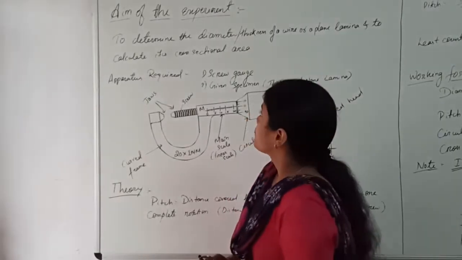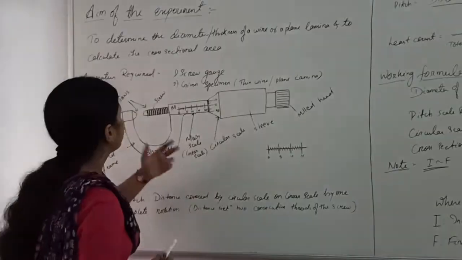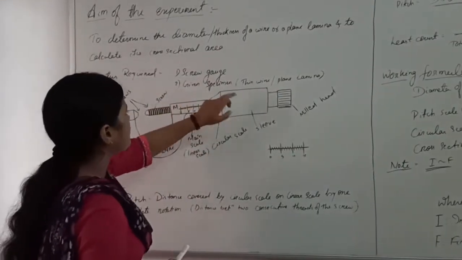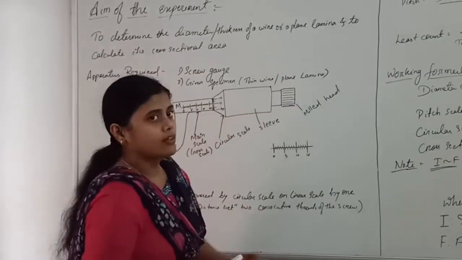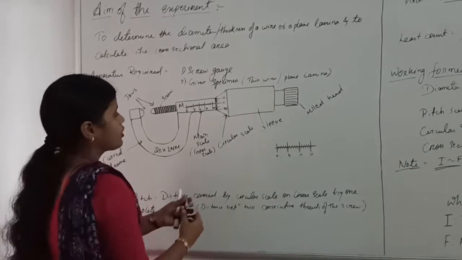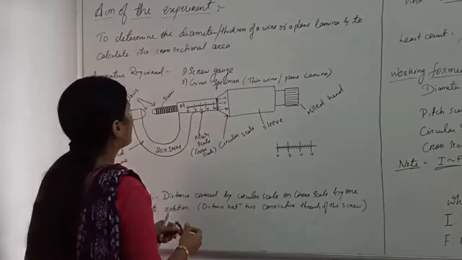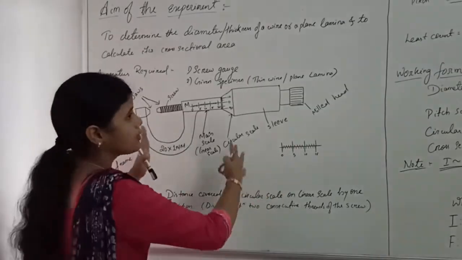The apparatus required for this is a screw gauge and the given specimen. The specimen can be a thin wire or a plain lamina. Let me tell you about the various parts of this screw gauge. To show you each and every part, I have drawn it in a big space on the board.